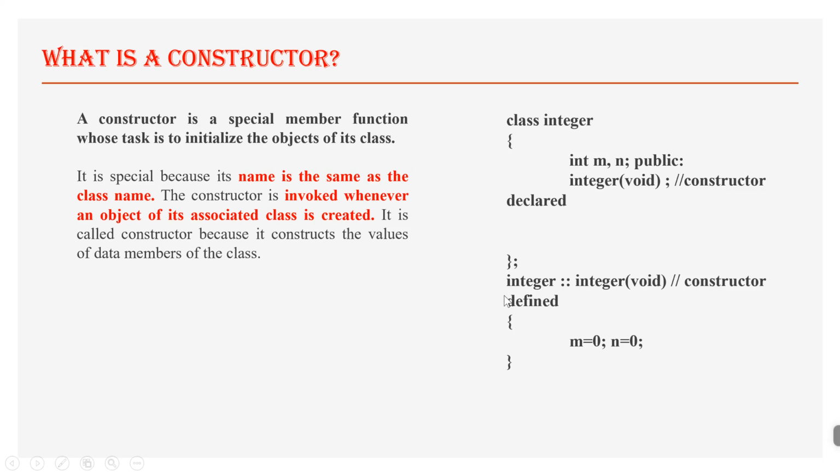See, there is no return type. That's why I don't mention any return type. Integer means the name of the class, scope resolution operator, Integer is the function name, void, with the members M equal to 0, N equal to 0. So suppose in my future programming environment I declare A as an object of Integer, by default A.M becomes 0 and A.N becomes 0 because of the constructor. This is a very important point to note.